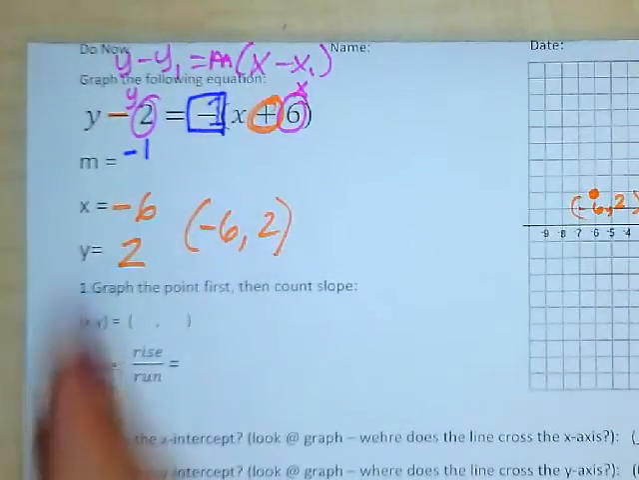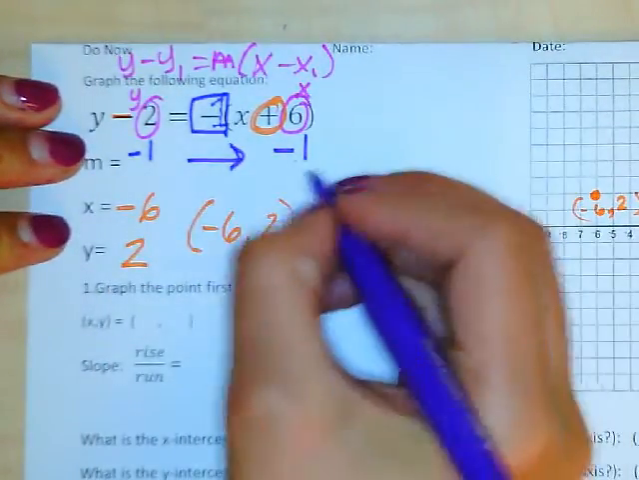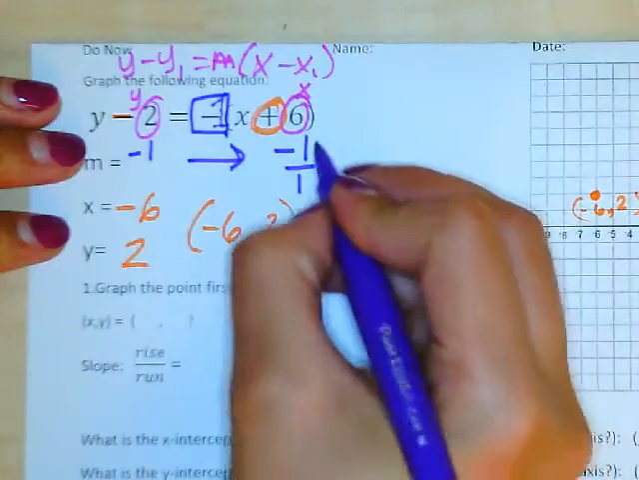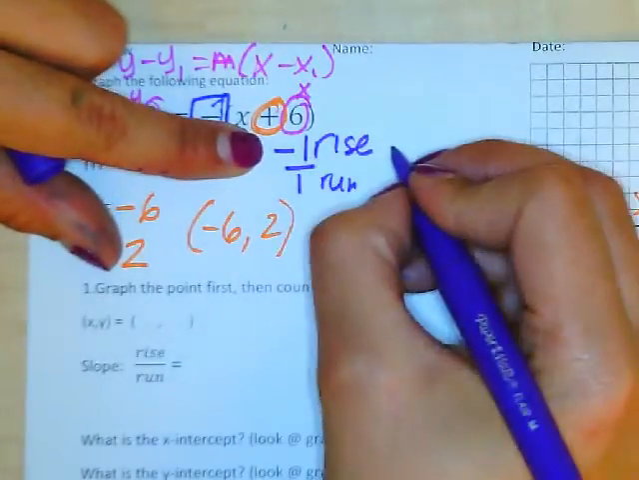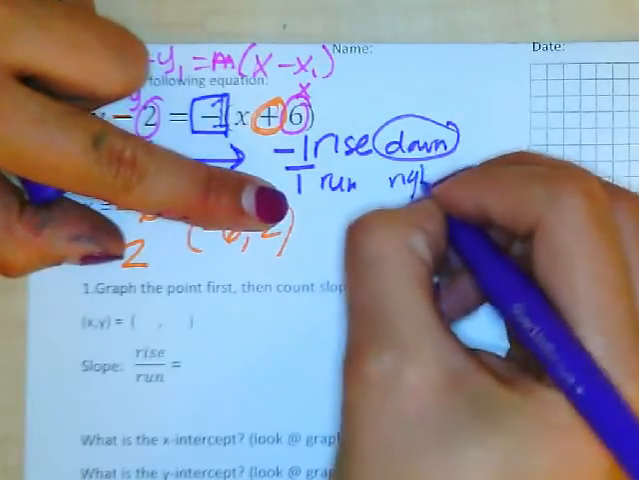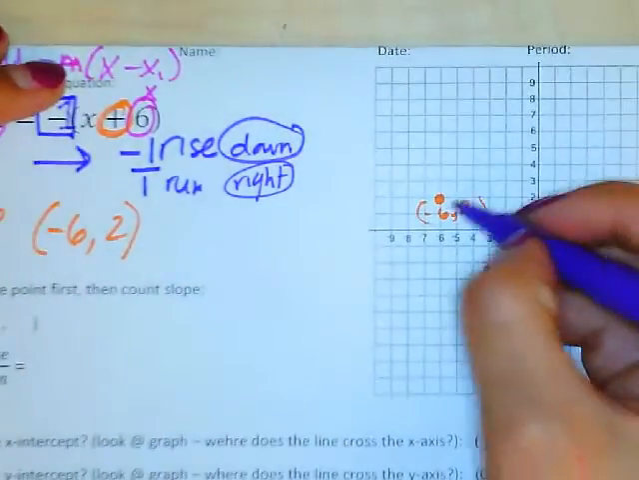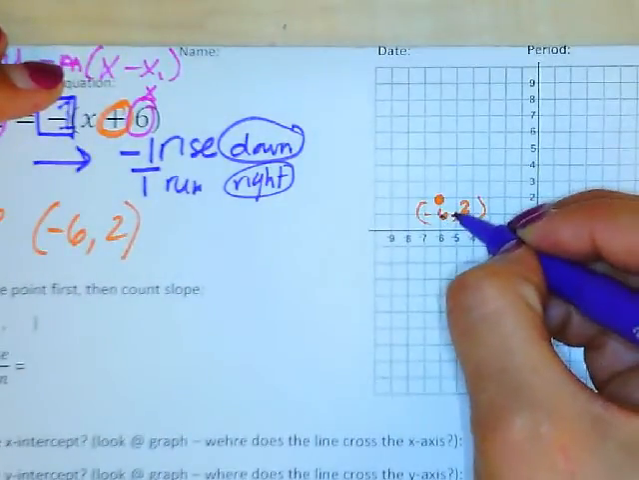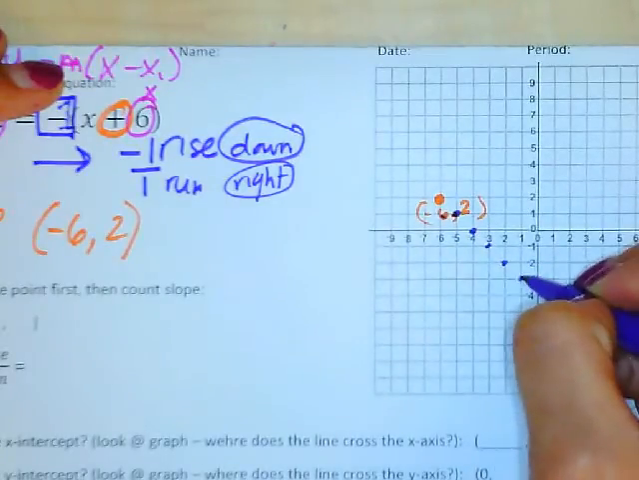Now I'm going to use my slope to continue. So again, my slope is -1. So I'm going to put -1 in a fraction. It's a whole number, so I'm going to put it over 1 to make it a fraction. Here's my rise and my run. The negative is with the top, so that means I'm going to go down, and the run is going to go to the right. Okay? So from here, I'm going to go down 1 to the right 1, down 1 to the right 1, and so forth.